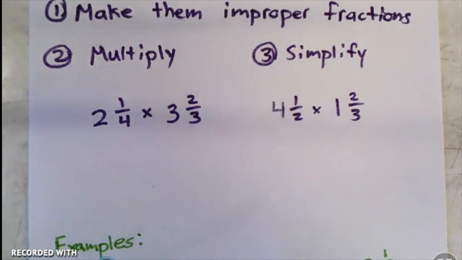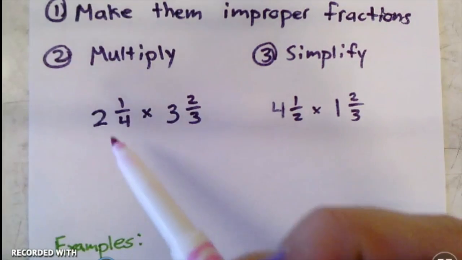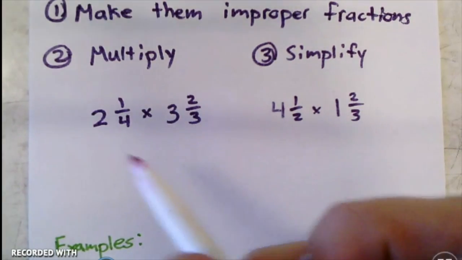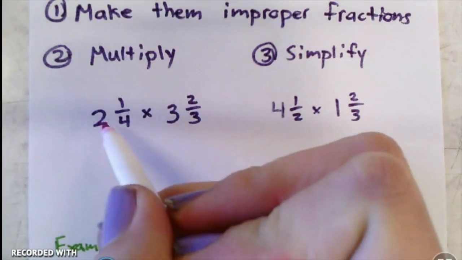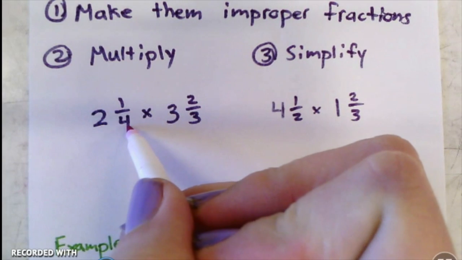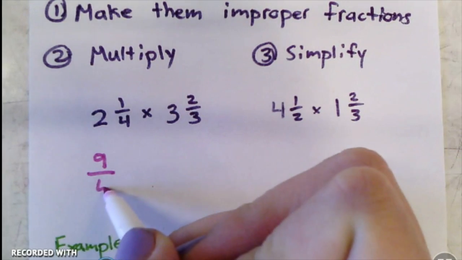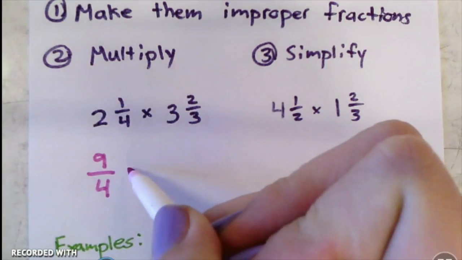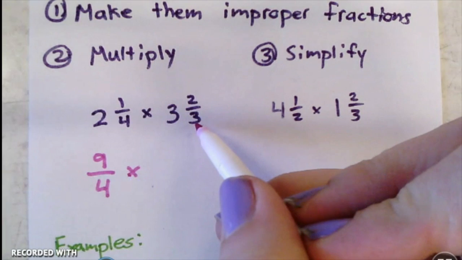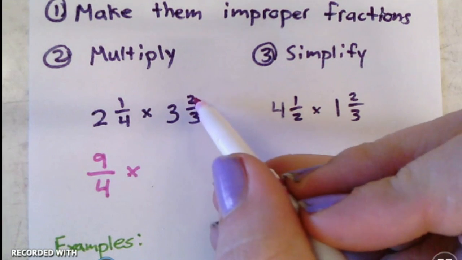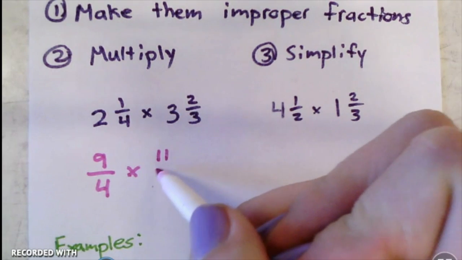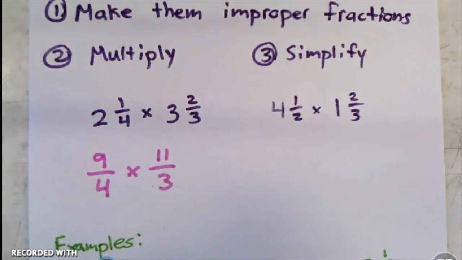So here I've got two mixed numbers I'm going to multiply. I have to make them into improper fractions first. That's the shaping. So 2 times 4 is 8 plus 1 is 9. So this is going to become 9/4 times 3 times 3, which is 9, plus 2, which is 11, over 3.